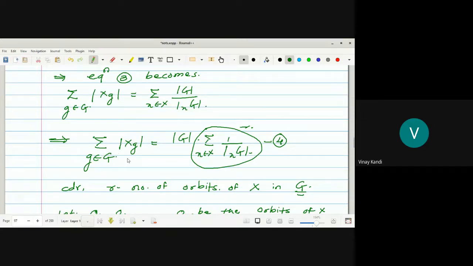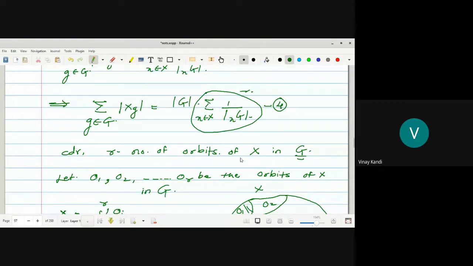So order of summation g belongs to G, order of xg is equal to, order of x belongs to X, summation x belongs to X, 1 upon order of x. Okay, now we have to find the value of this one. Summation x belongs to capital X, 1 upon order of x.